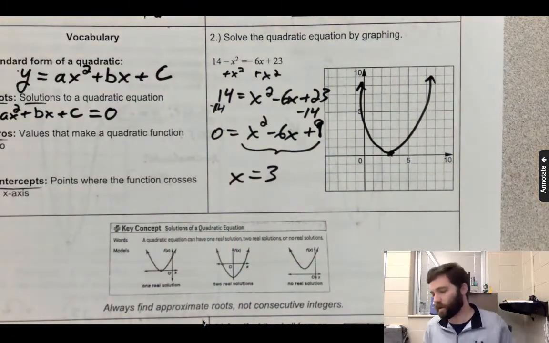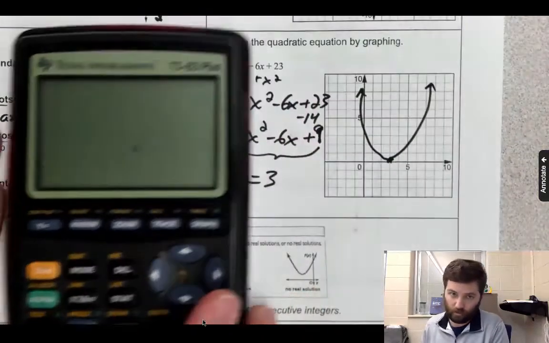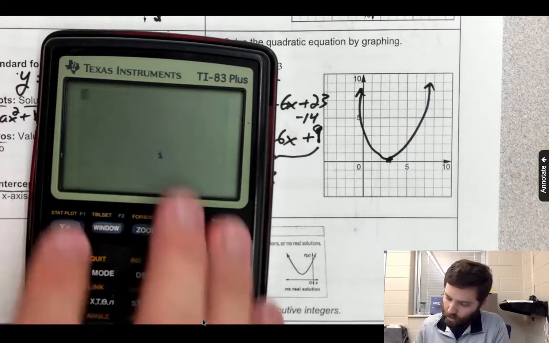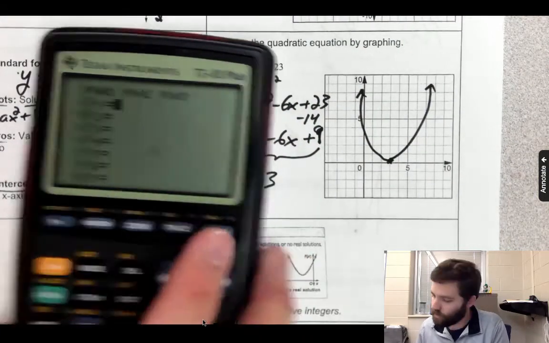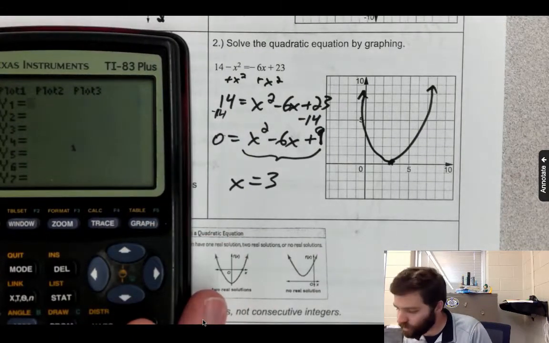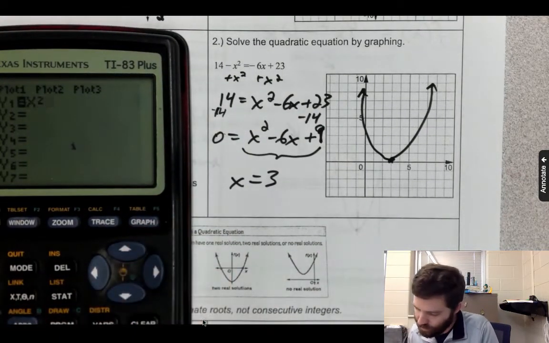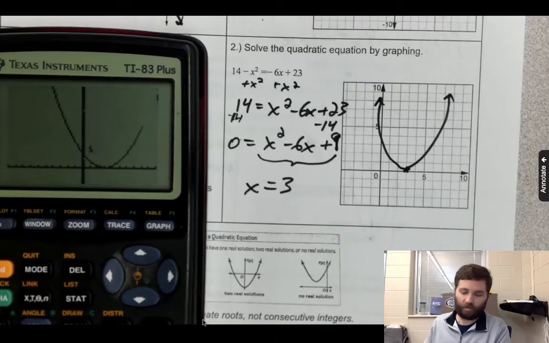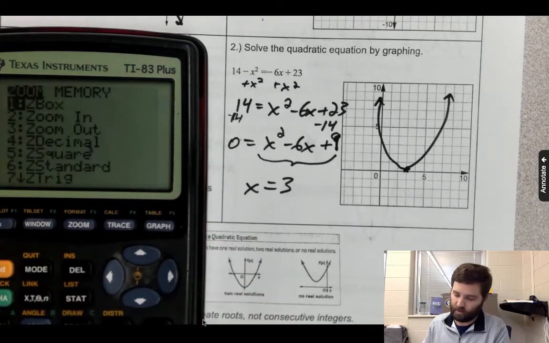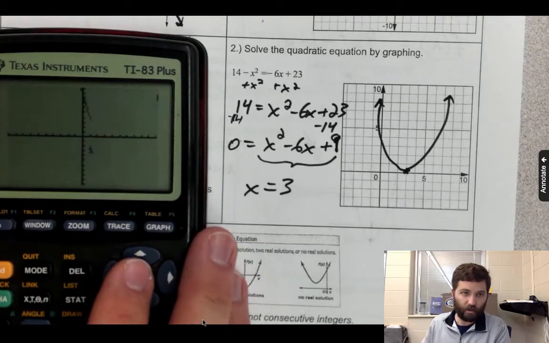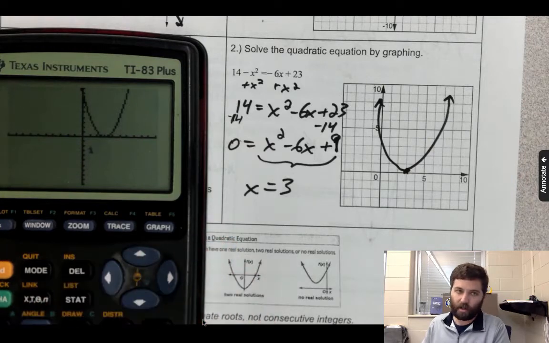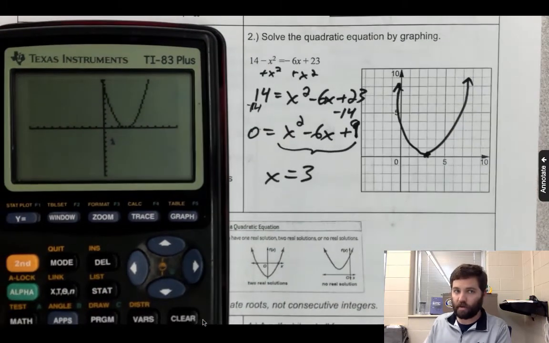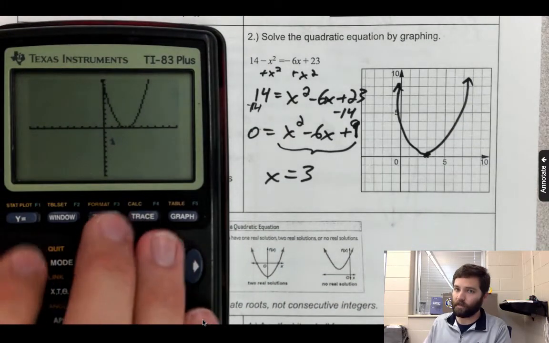Okay. In your graphing calculator, you go to y equals, and then you will write x squared minus 6x plus 9. Take a look at the graph. Oh, my window is all messed up here. Let me just zoom 6 real quick. So here's the graph.